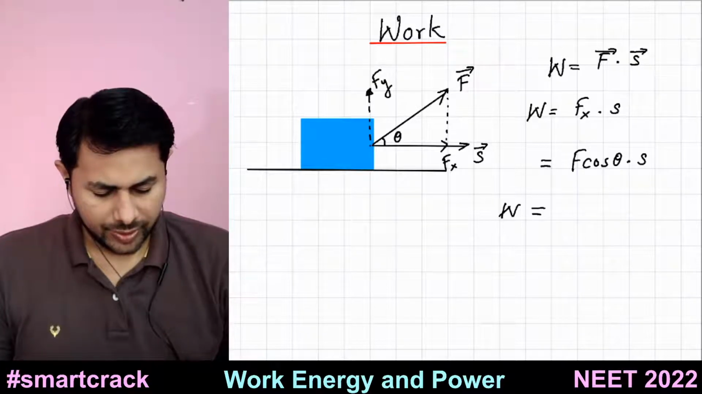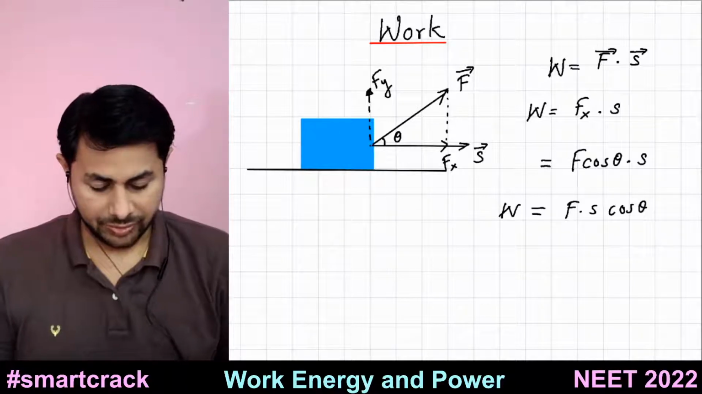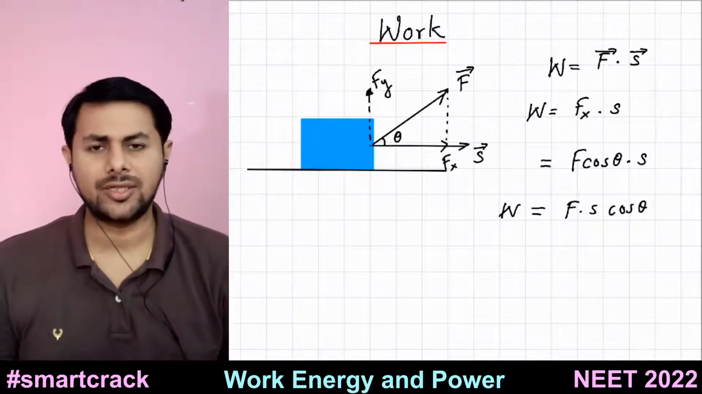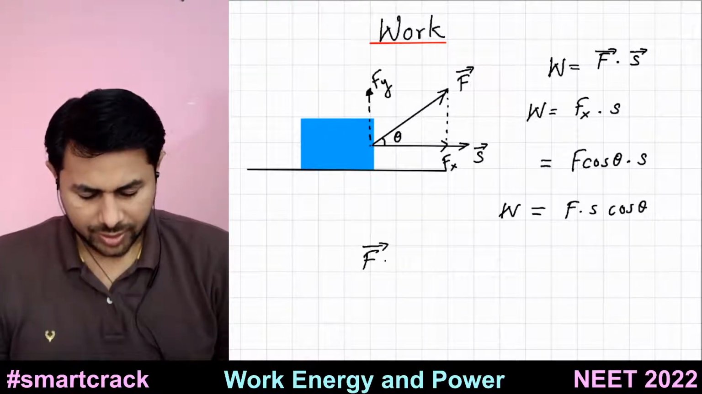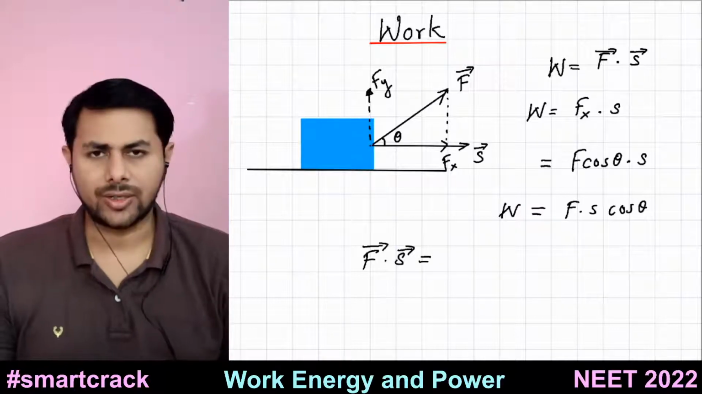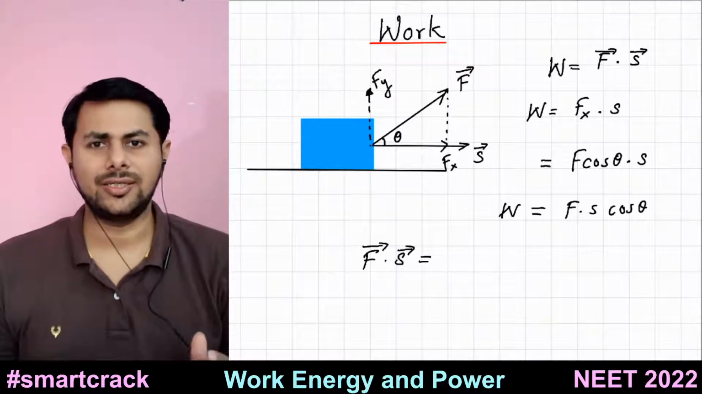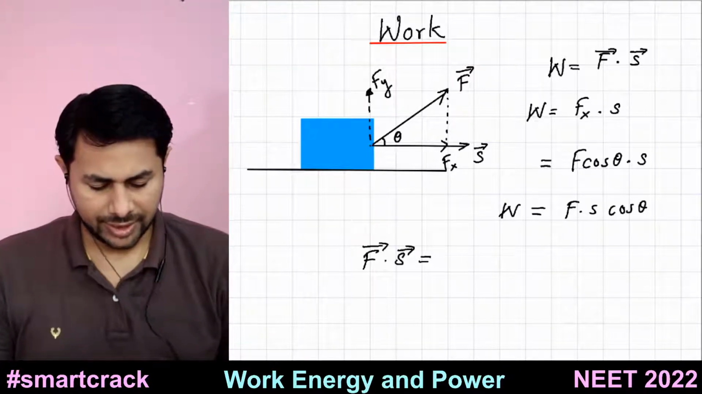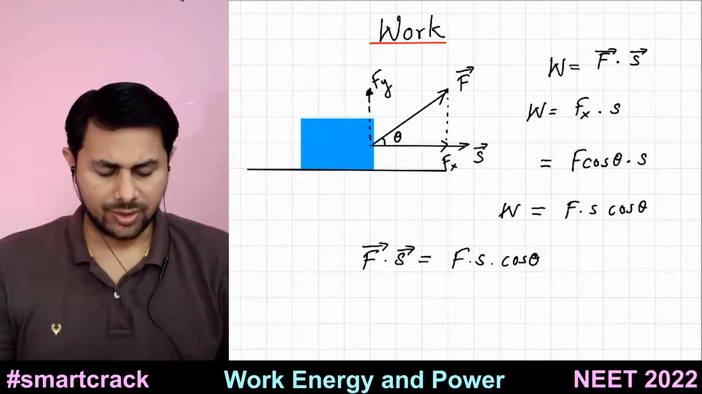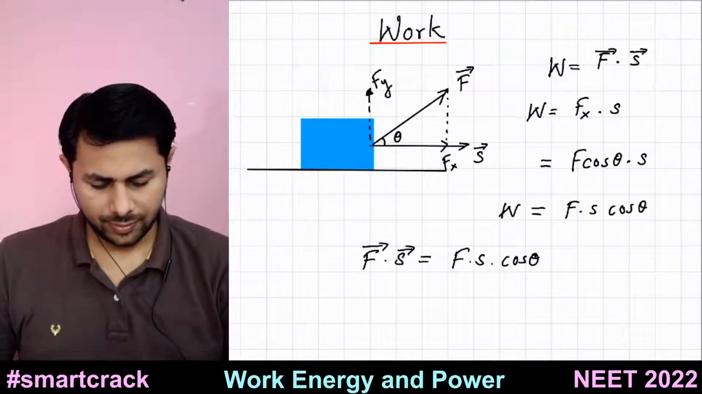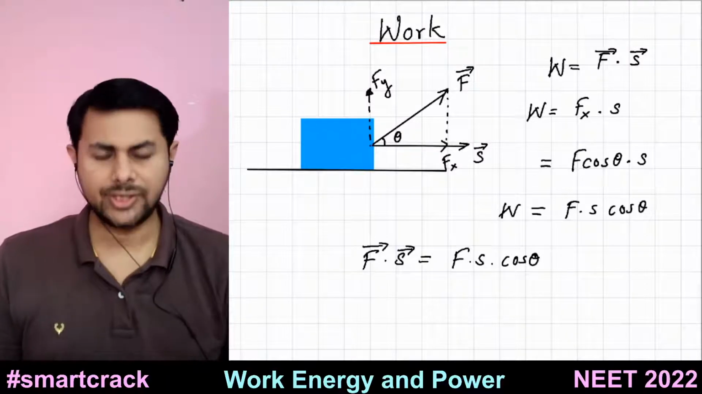So work done is equal to what? F into S into cos of theta, which we have written as the dot product between these two vectors, force and displacement. So this gives us the definition for the dot product or the scalar product of two vectors. What is scalar product? When you multiply two vectors and the resultant is a scalar quantity. So it is F bar dot S bar is equal to what? Magnitude of force into magnitude of displacement multiplied by the cos of the angle between the two. So now this is work done by a constant force.